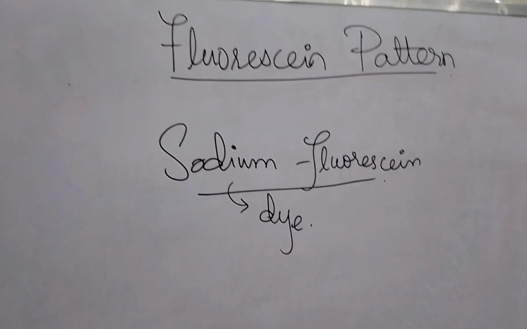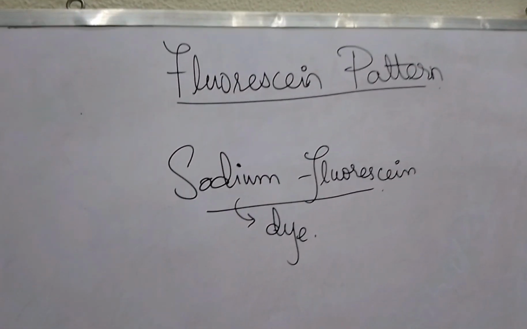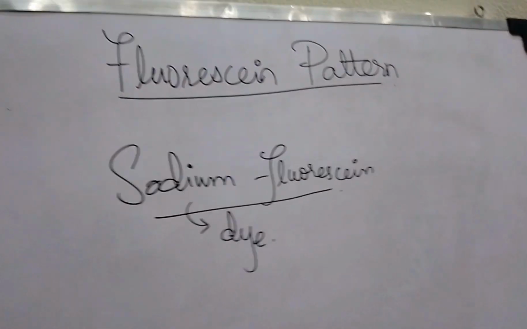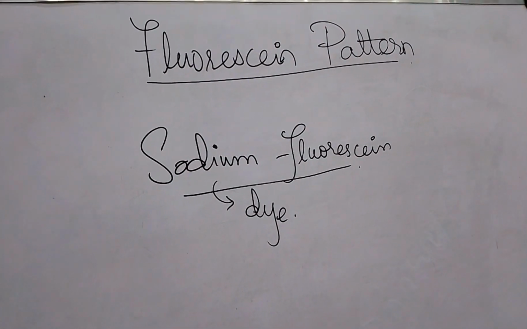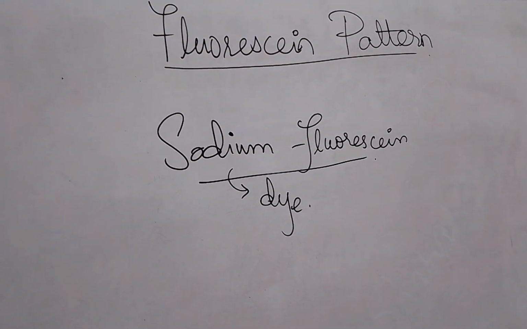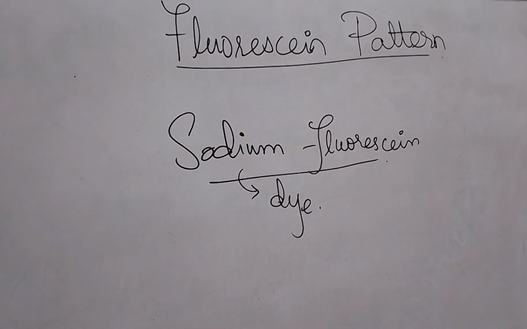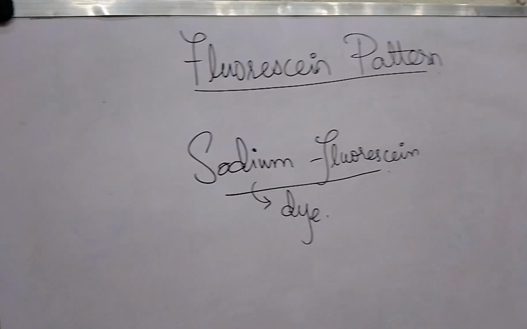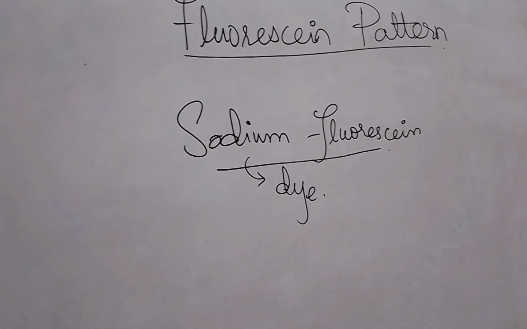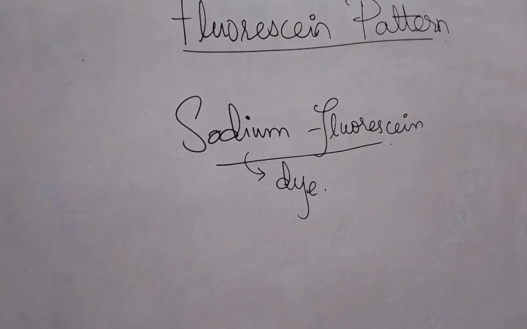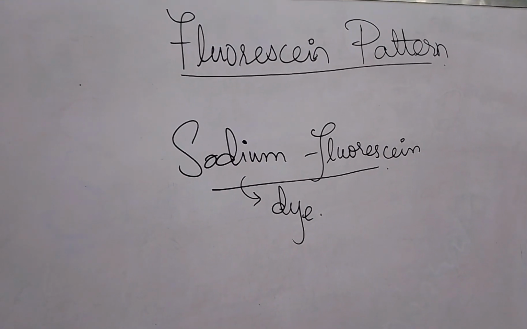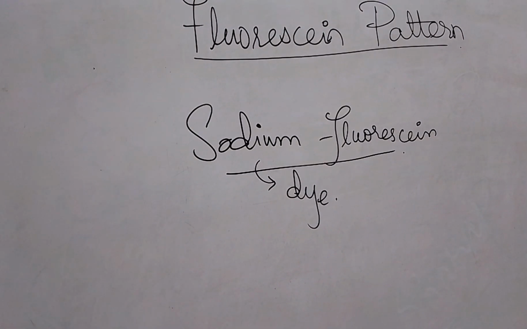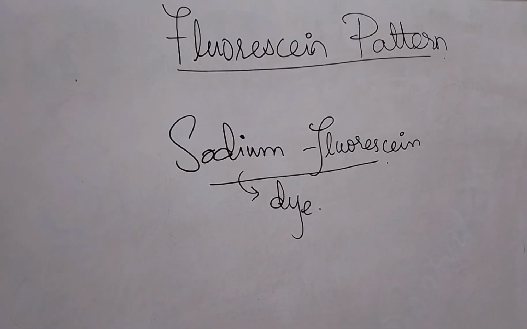How do you instill it? You can have fluorescein dye eye drops, and you can also use the strips. You get the strips for the tear breakup time. These are the same fluorescein strips you are going to use for the fluorescein pattern. These are the sodium fluorescein strips that are available for the fluorescein pattern assessment as well as for the tear breakup time. So fluorescein has a lot of benefits in optometry.